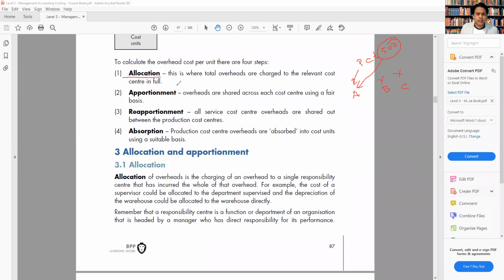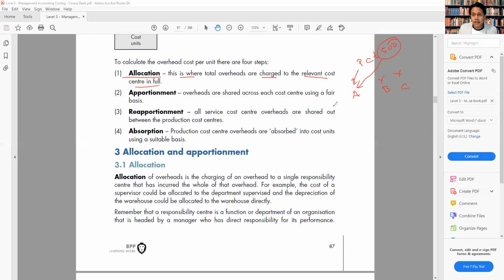If you quickly read the definition, it says this is where total overheads are charged to the relevant cost center in full. So rather than split or divide the cost, I take the whole cost and include it in the relevant department. Rather than saying this portion is for you, this portion for you, and that portion for you, I give the whole cost to a single department. That is called allocation. For that, I have to be very sure this cost belongs to that department.